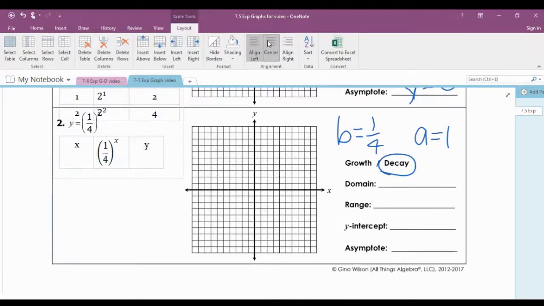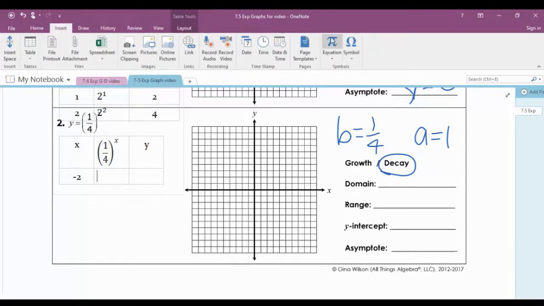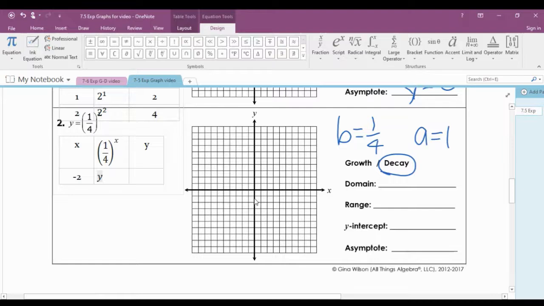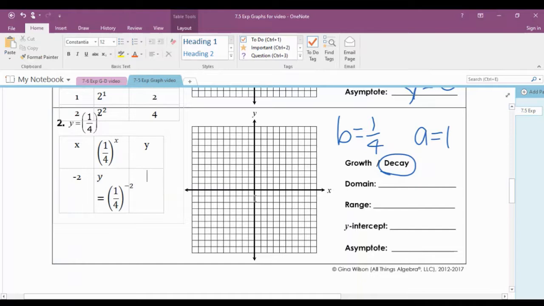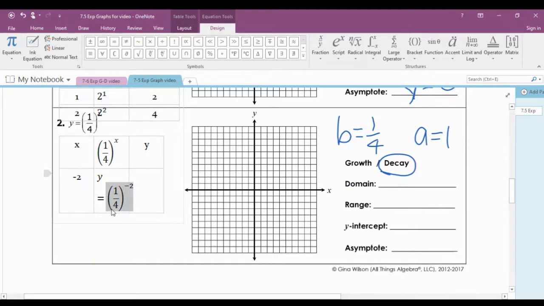So let me go back here and make sure this is centered. Okay, so we're going to do the same numbers. So I'm going to start with -2. And I'm going to show you what it does as we go through this. All right, y equals 1/4 to the -2. And you know that that is going to flip it. And I'm actually going to put that in this one for the interest of room. Oh, we don't put y equals in this. We don't need that. There we go. That's better.